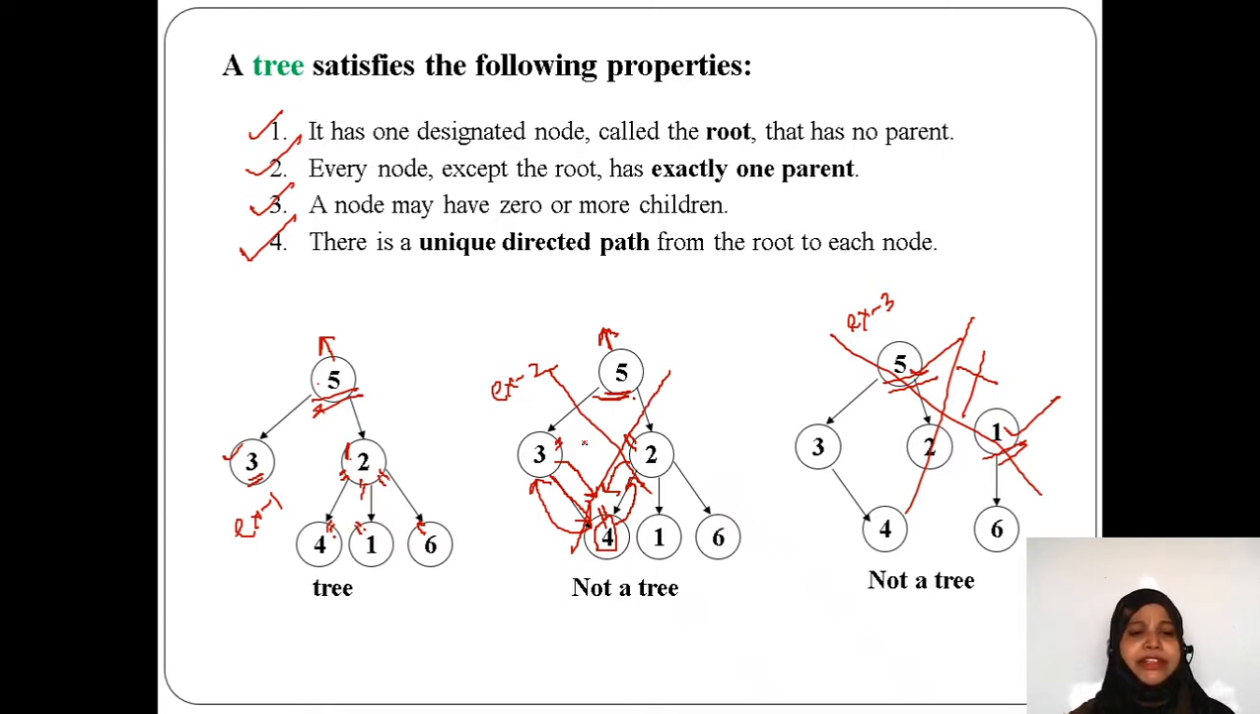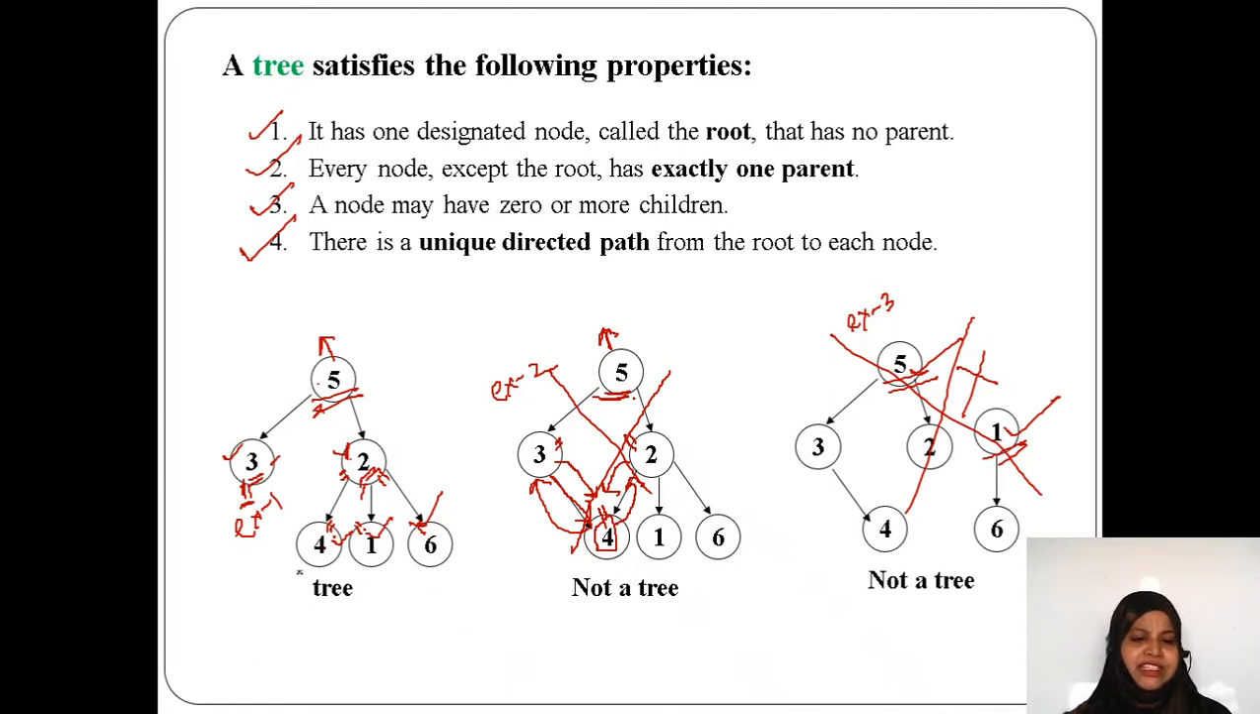What is the third one? A node may have 0 or more children. For this node 5, how many children are there? There are 2 children, 3 comma 2. So it also satisfies the property. For this node 3, are there any children? No, there are no children for this node 3. A node consists of either 0 children or n number of children. For this node 2, how many children are there? 4, 1, 6. It also satisfies the property.